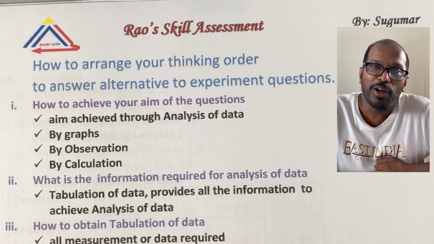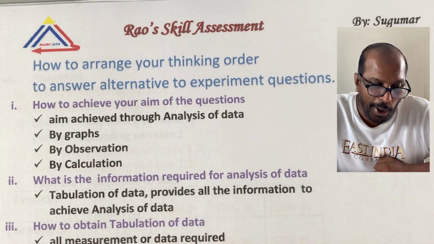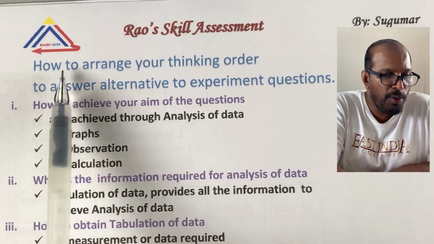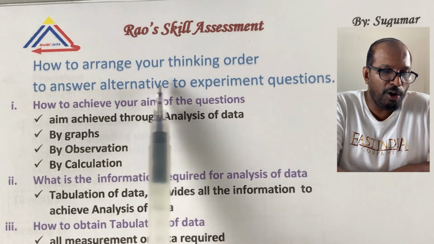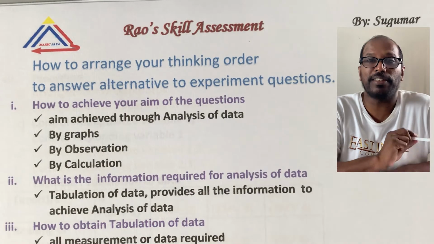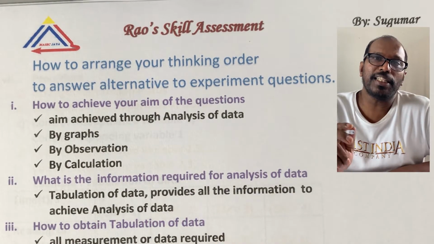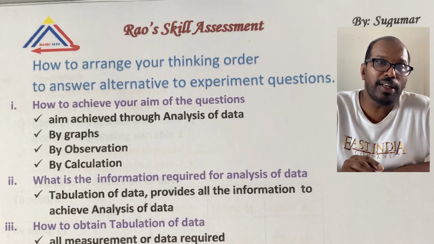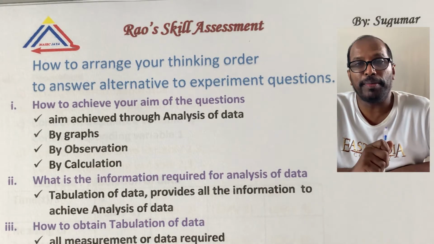But I do have my own way of thinking about writing my experiment, which we are going to discuss now: how to arrange your thinking order to answer alternative to the experiment questions. That means we are thinking another way from what has been stated in the school syllabus, a way that we're going to use to answer paper 3 and paper 6, which is an alternative to the experiments.